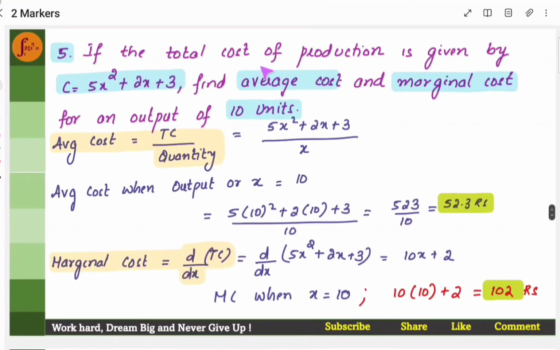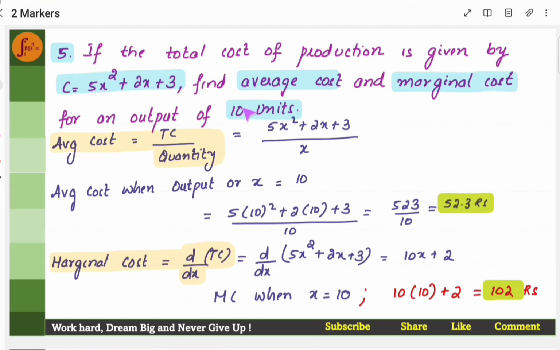Here, if the total cost of production is given by this particular cost function, find average cost and marginal cost. Simple. Average cost is total cost by quantity. Cost function is given. This itself is the total cost. Substitute that. Quantity is always x. This is the average cost.